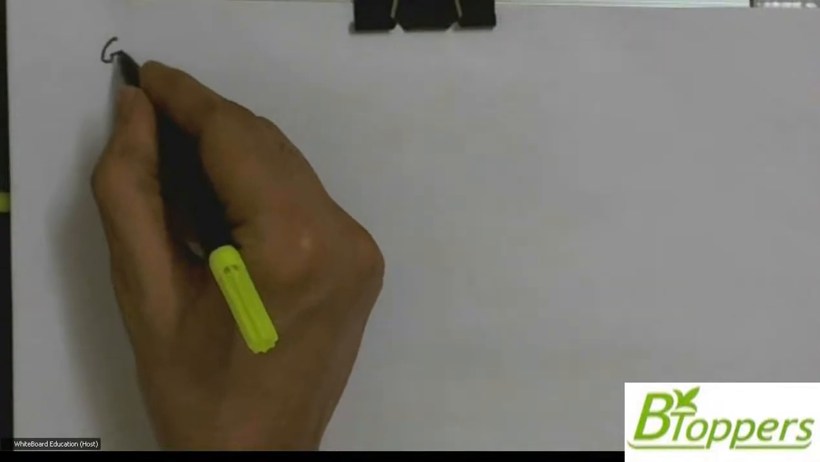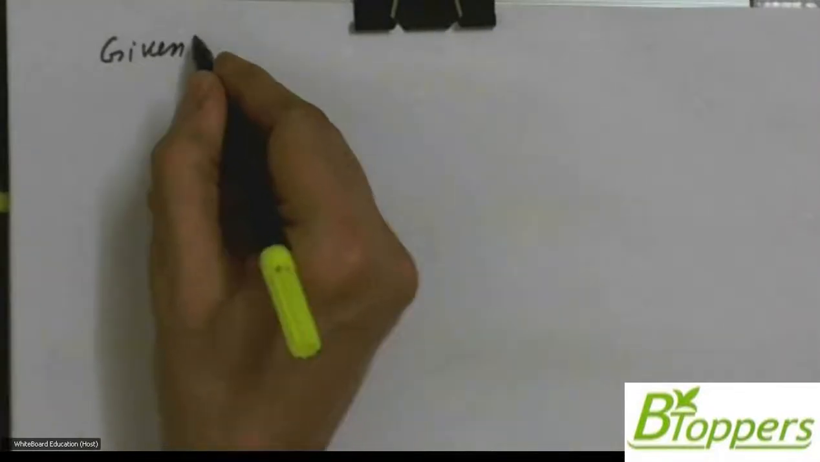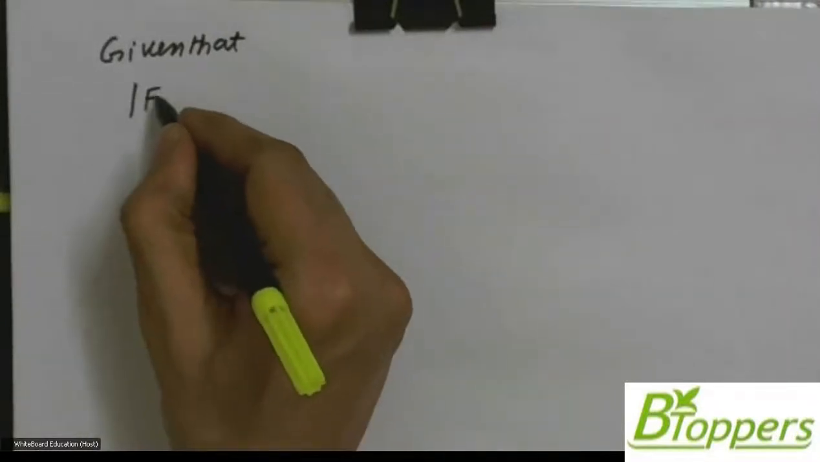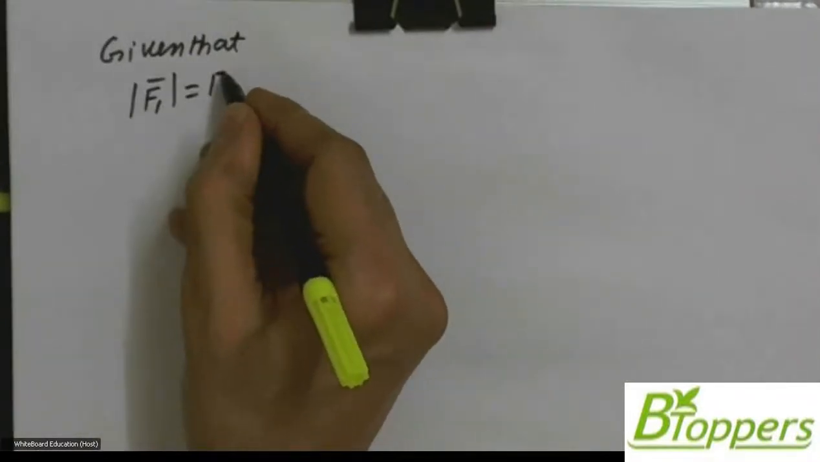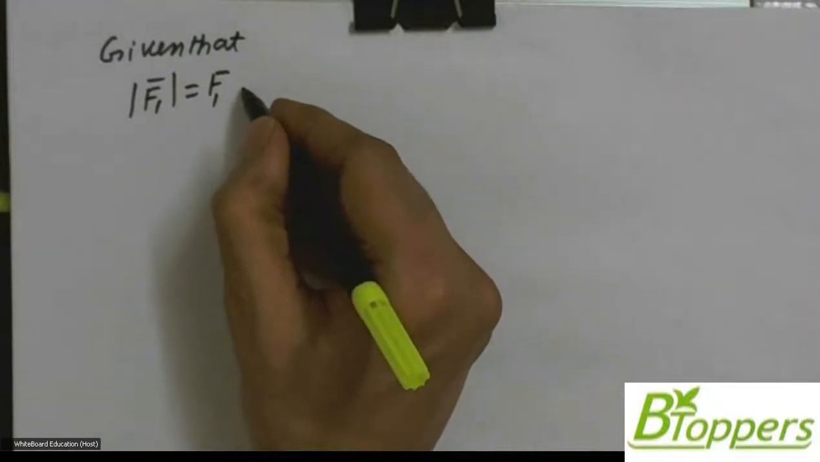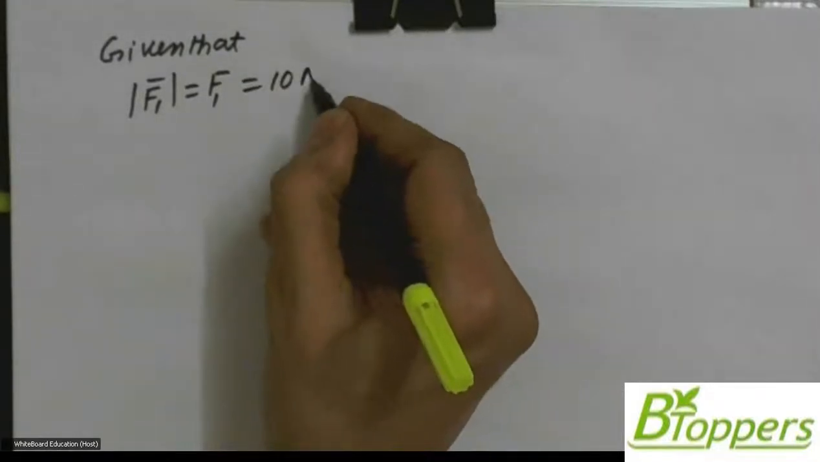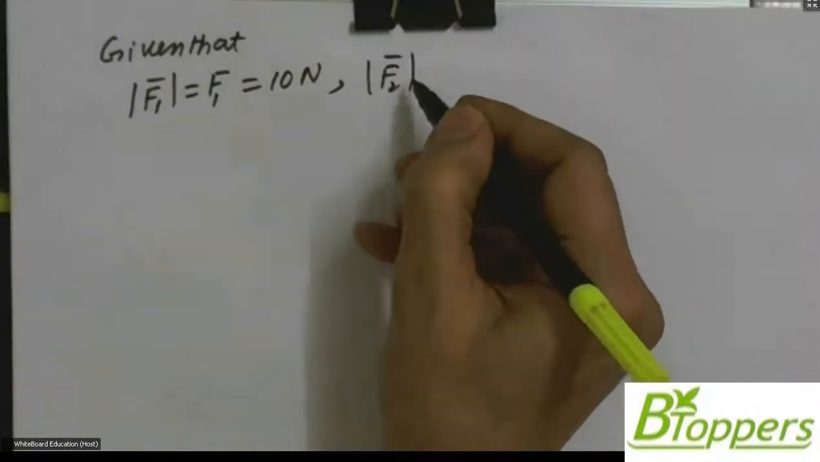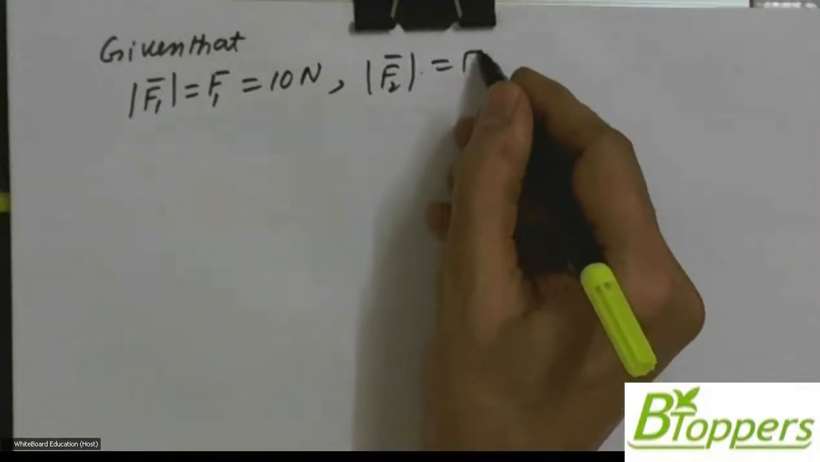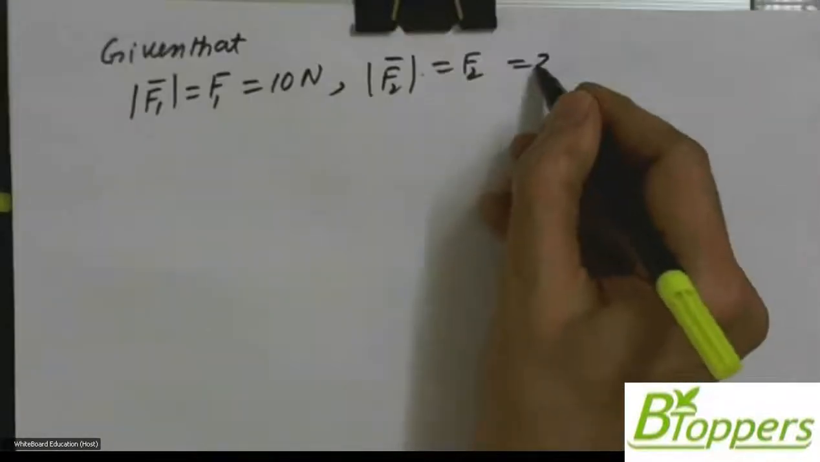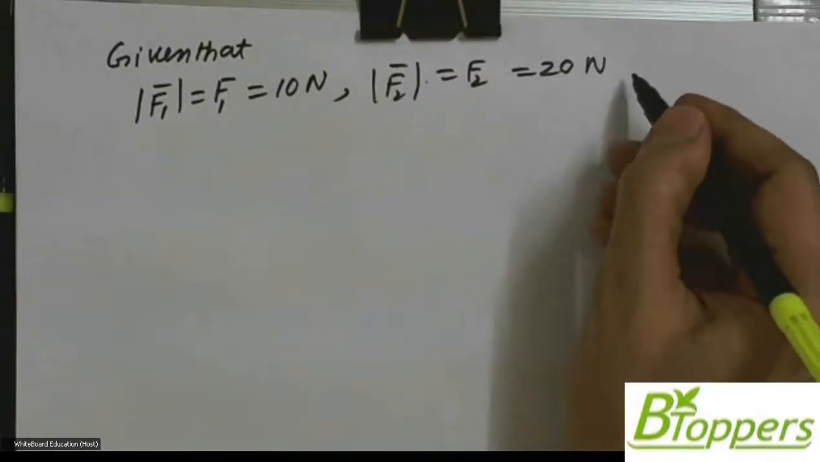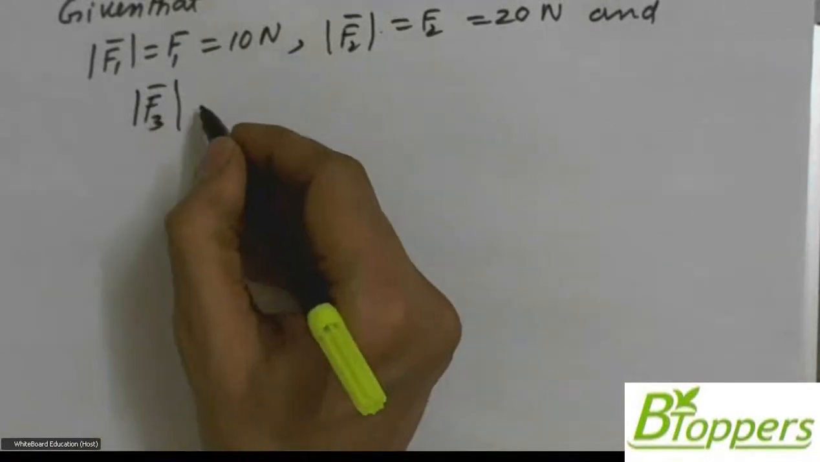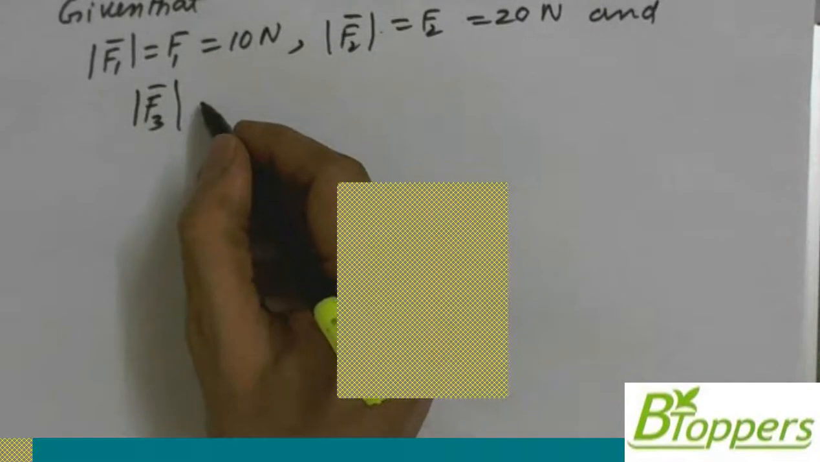So it's given that magnitude of the first force F1 bar, write it as F1 equal to 10 Newton. Magnitude of the second force F2 bar, I write it as F2 equal to 20 Newton. Magnitude of F3 bar equal to 10 root 3 Newton.